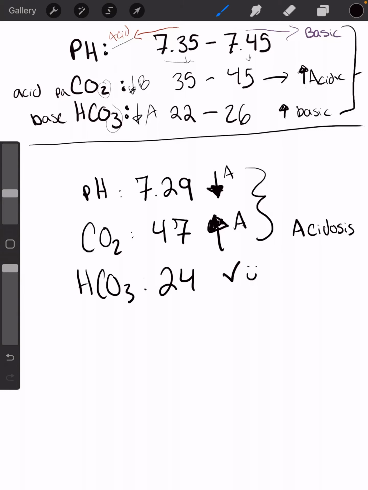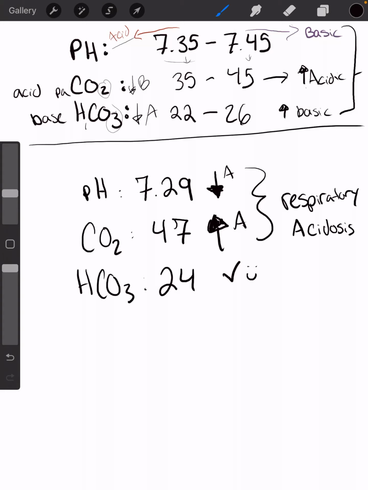CO2 should be easy to remember. That's respiratory. Your lungs, you breathe out CO2. Bicarb, that's your kidneys. So that's your metabolic. So we know that because our CO2 is high, we have respiratory acidosis. Now, what are some things that can cause respiratory acidosis?